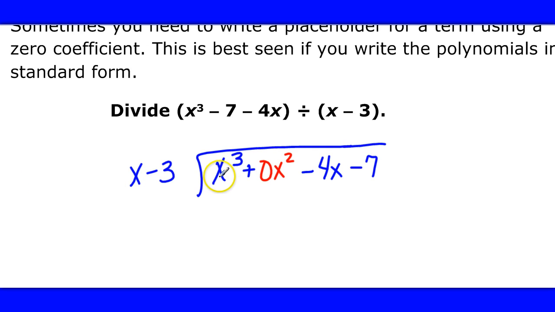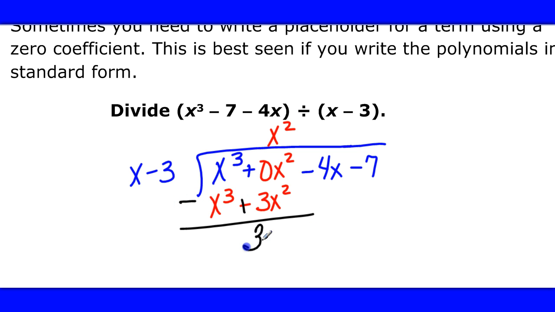Ready? What times x gives you x cubed? That's going to be x squared. x squared times x is x cubed. x squared times negative 3 is negative 3x squared. See, if I had had that underneath the x, I would not have been able to add those together. So now I'm going to subtract, and that's going to give me a positive 3x squared. Bring down the next term, which is a minus 4x.